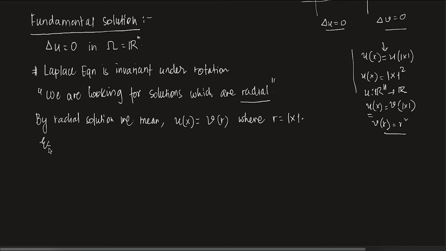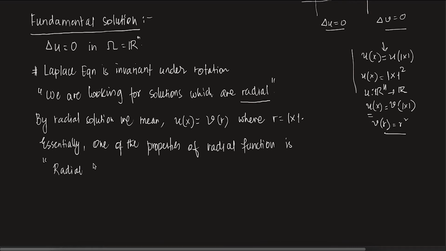One of the properties of radial functions is the following: radial functions are constant along the boundary of a ball, del B of radius r centered at 0.